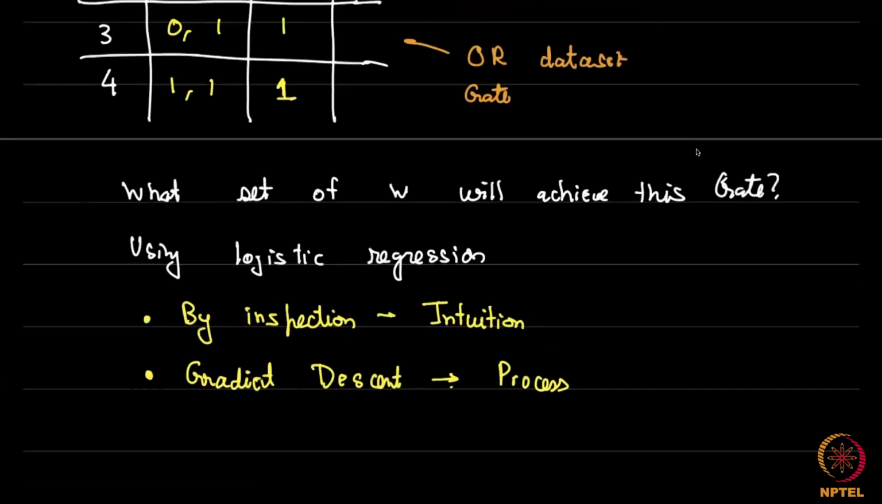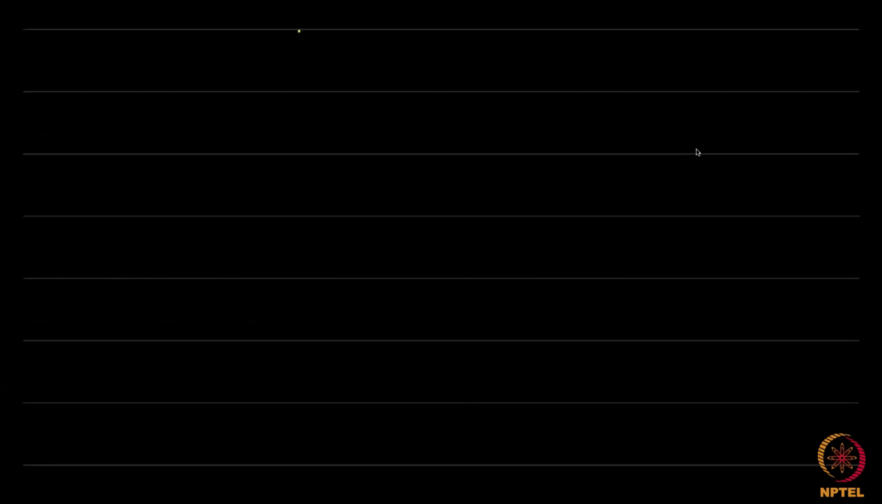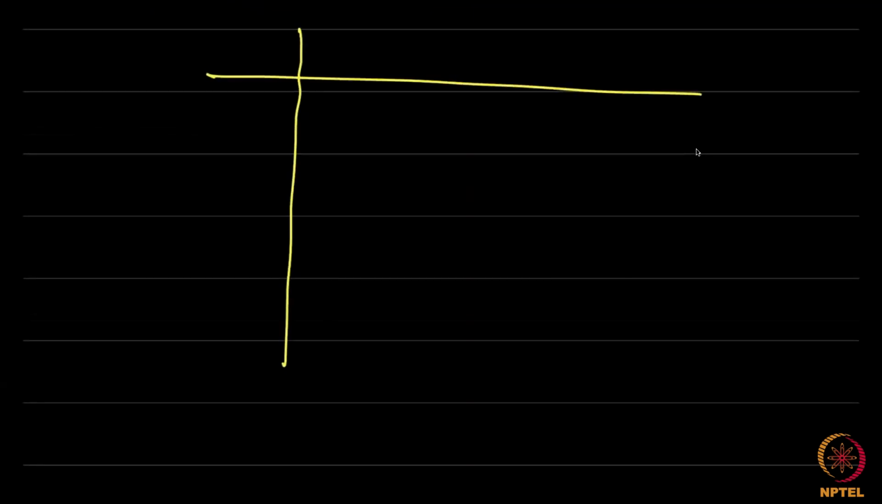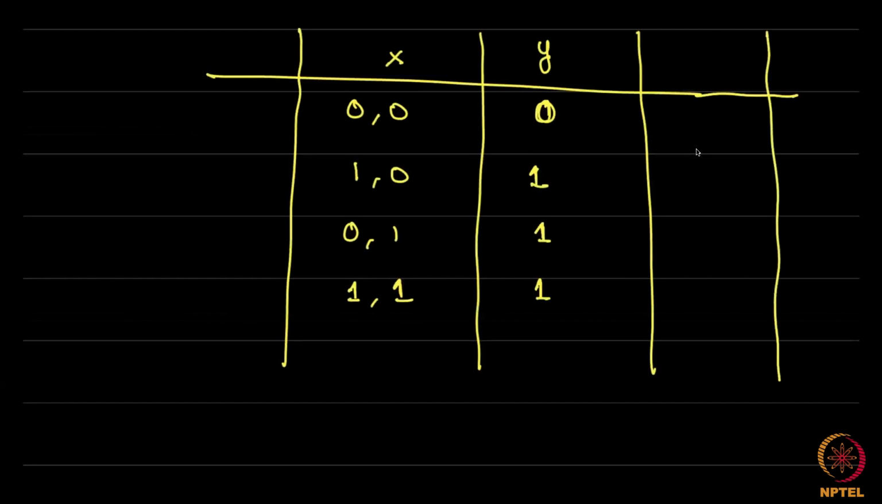So let's look at this data set again. The data set looks like this. I'll draw it bigger in order for this to be convenient. 0, 0, I get a 0. 1, 0, I get a 1. 0, 1, I get a 1. And 1, 1, I again obtain a 1. So this is my y. Now here it is. I want my y hat.